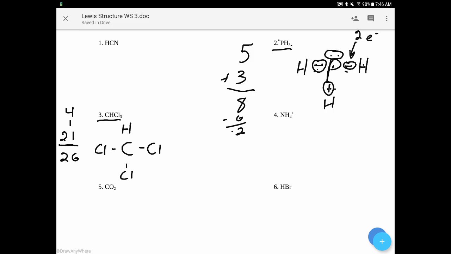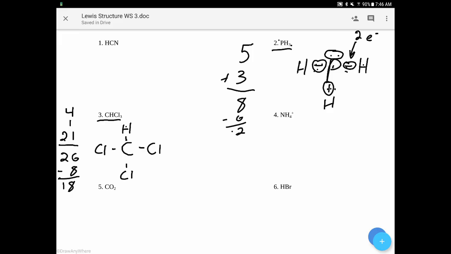And I already put bonds there. I didn't narrate that, sorry. But we put bonds and connect all the outsides. So we have 4 total bonds. That means 8 total electrons that we've used so far. So we take 26 minus 8. We get 18. Now, the hydrogen is happy because it has 2 valence electrons around it.